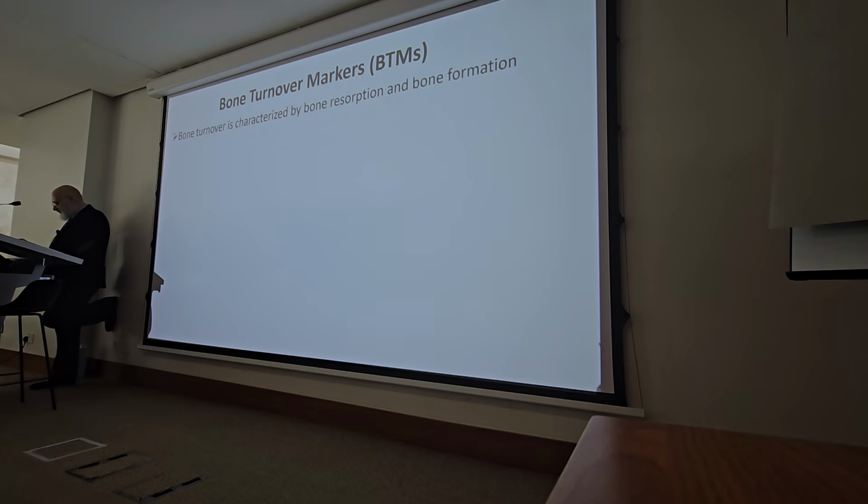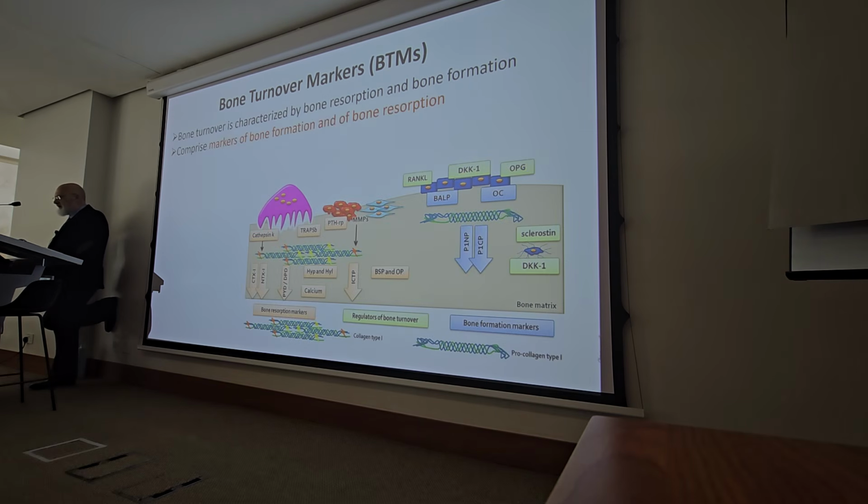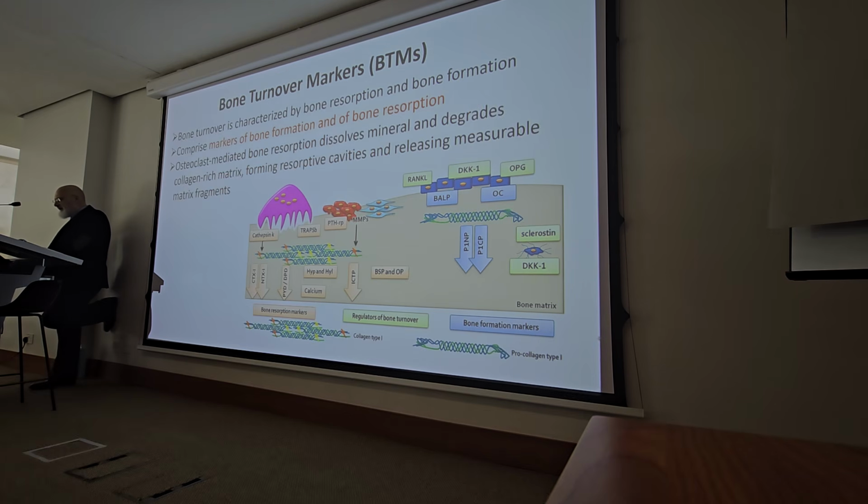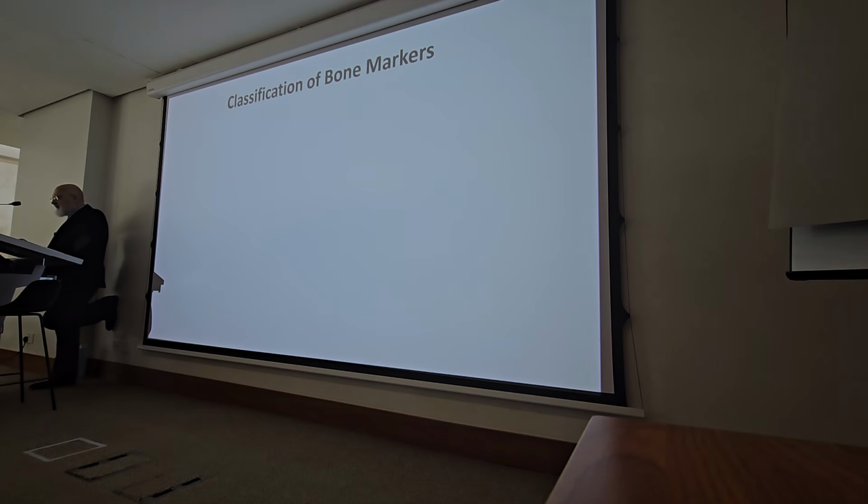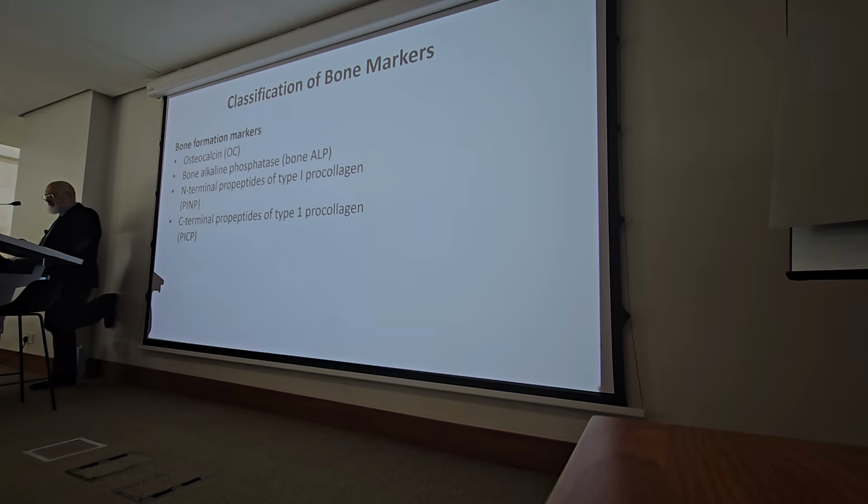So this is basically the bone resorption and formation happening at the same time. So we have different markers that can tell you there's some bone formation and bone resorption happening, based on how osteoclasts break the matrix and how osteoblasts deposit other material or matrix inside. We classify them into bone formation markers. These are a list of some of them.